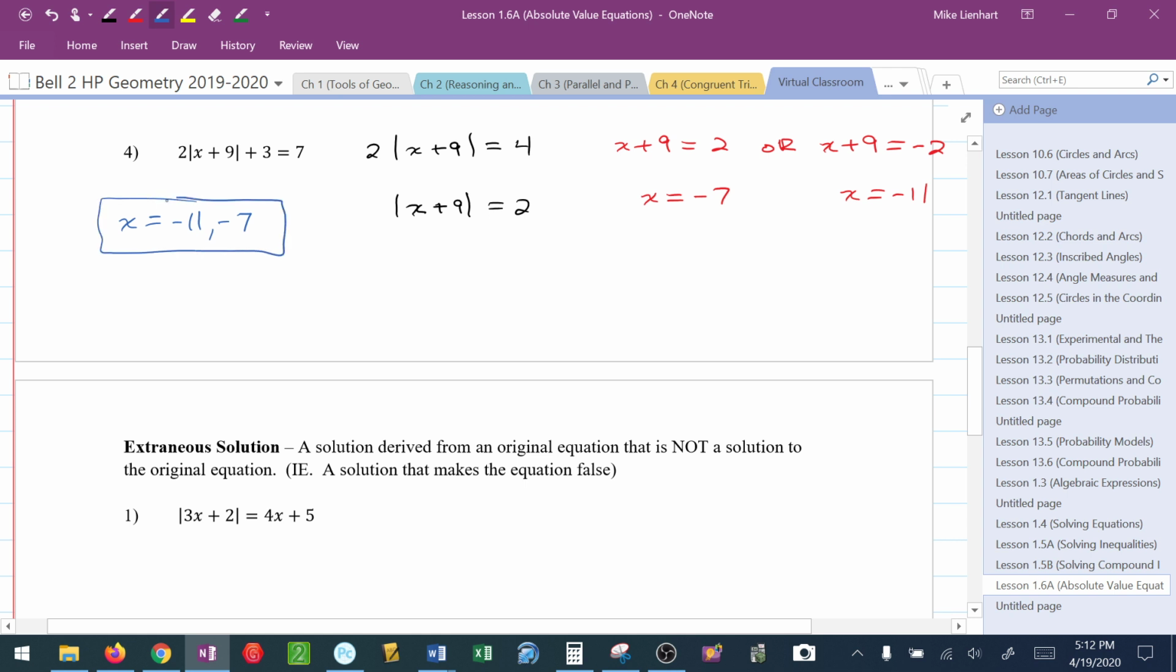And again, guys, notice we haven't really talked about it in this lesson, but what is the significance of those two numbers? I can plug either one of those numbers into the original equation, and I would get balance. The left side would equal the right side.